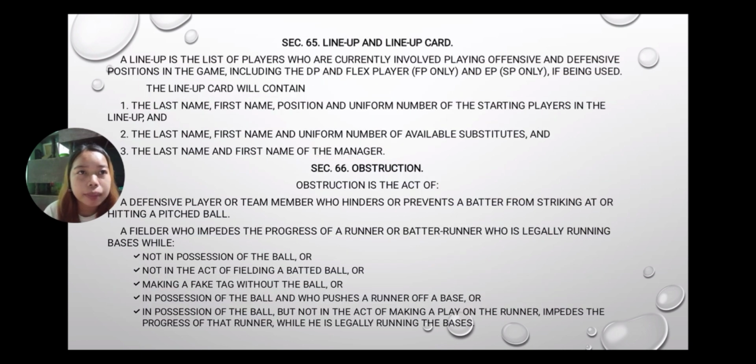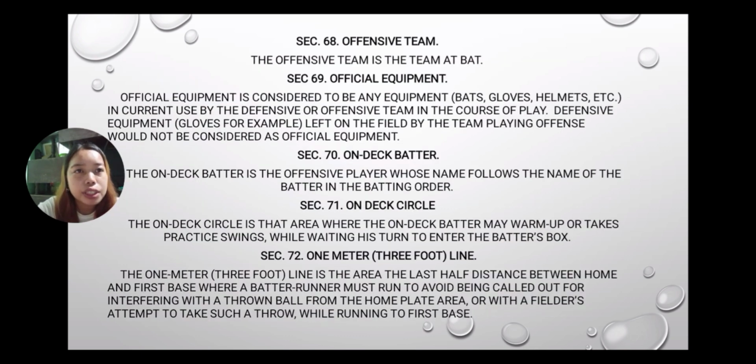Section 65, line up and line up card. Section 66, obstruction. Obstruction is when a defense player or team member hinders or prevents a batter from striking or hitting a pitched ball. Section 68, offensive team. Offensive team is a team at bat.